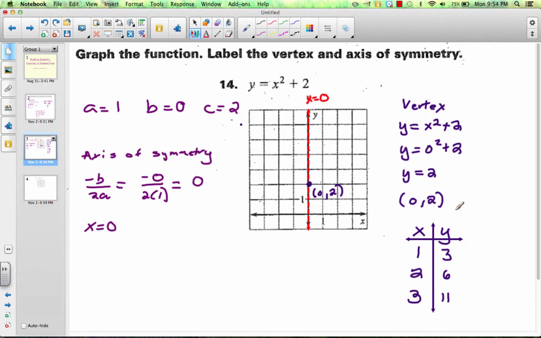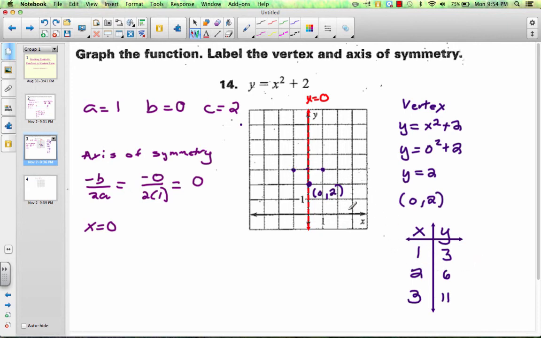So here's some values, and I can start to graph them. So if I go to 1, 3, 1, 2, 3, and I put my point here, I can always reflect this point over the axis of symmetry. So I'm going to reflect it. It's a distance of 1 from the axis of symmetry, so it should be a distance of 1 in the opposite direction.